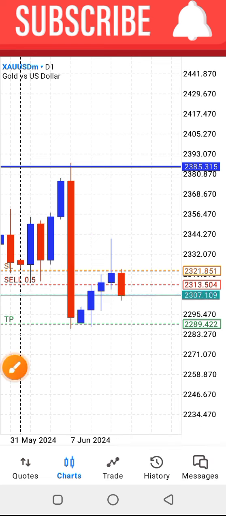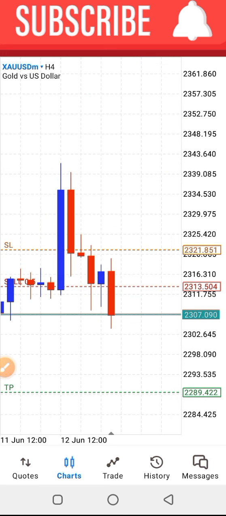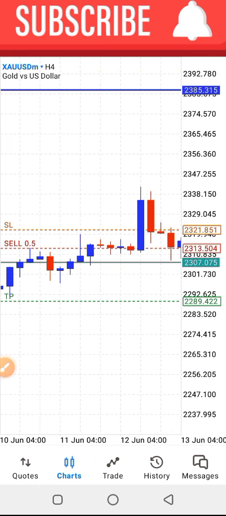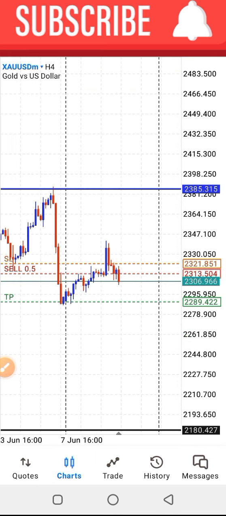I scaled down from the daily time frame to the 4-hour time frame. It's step by step. It's multi-time frame analysis. So on the 4-hour time frame, what do we see happening? On the 4-hour time frame, I noticed that we had another point of interest.